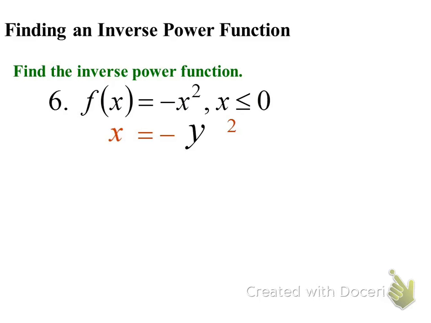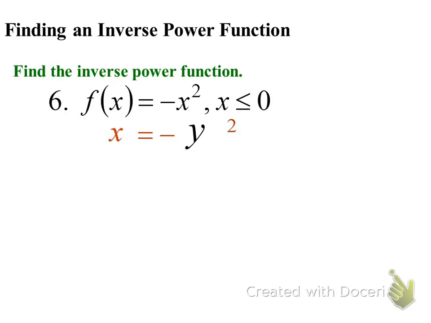Because in the table of a function and its inverse, the domain and the range switch spots. In a table, all the x's of the original become the new y's, and all the y's of the original become the x's in the inverse. So we switch the x and the y, and now we've got to solve.